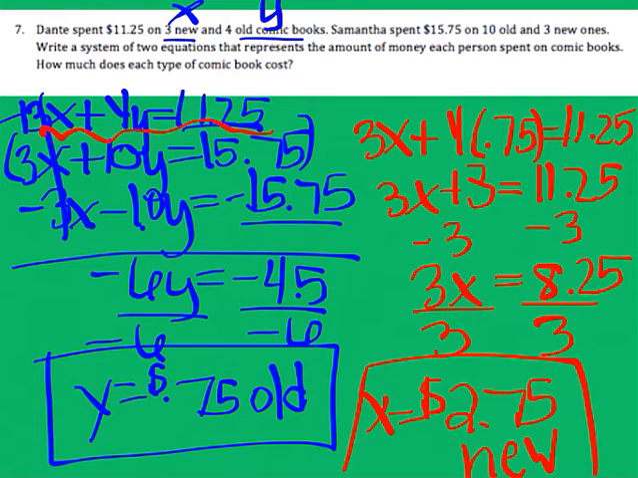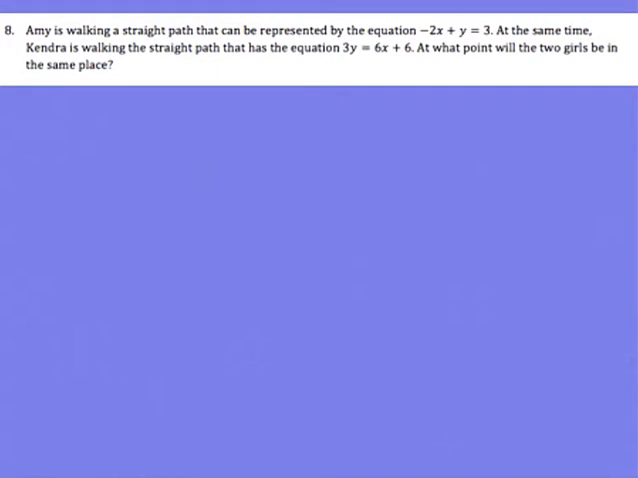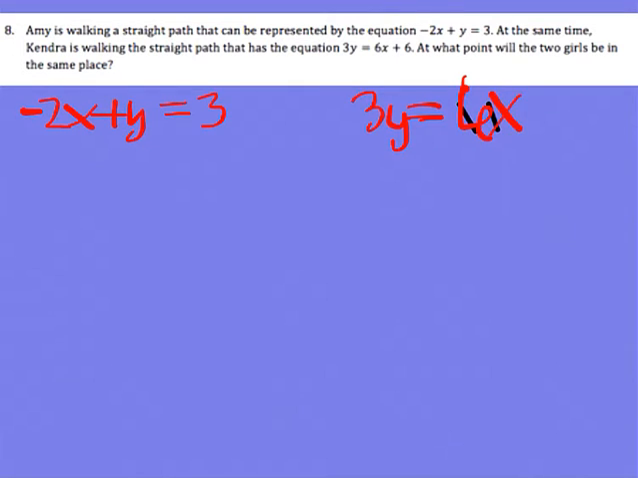Okay? So let's go ahead and take a look at the next word problem. It says that Amy is walking in a straight path that can be represented by the equation negative 2x plus y is equal to 3. Kendra is walking in a straight path that's represented by the equation 3y is equal to 6x plus 6, and then it wants to know when they will be walking at the same point.